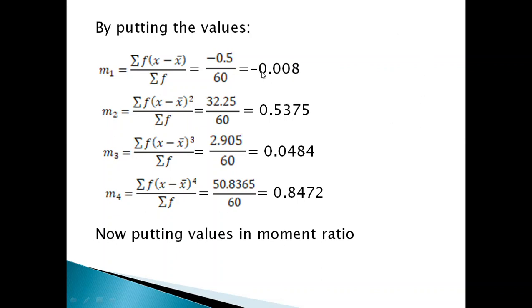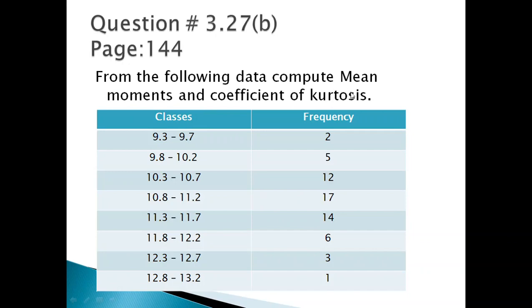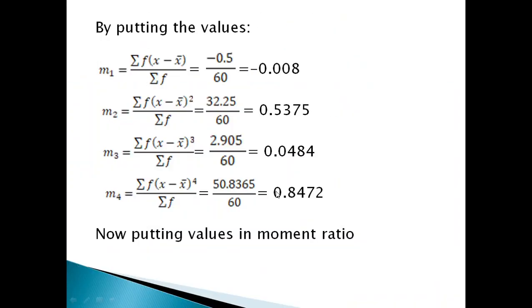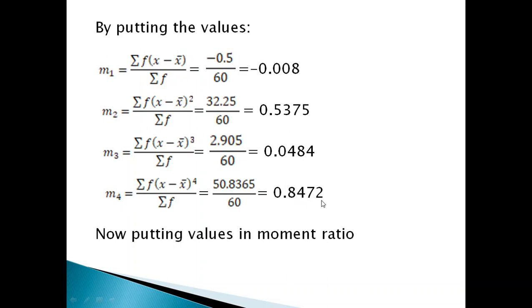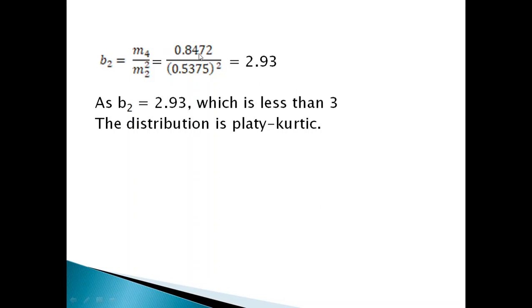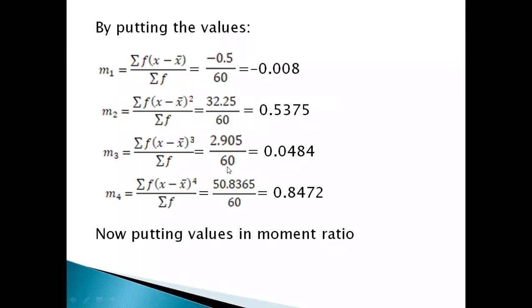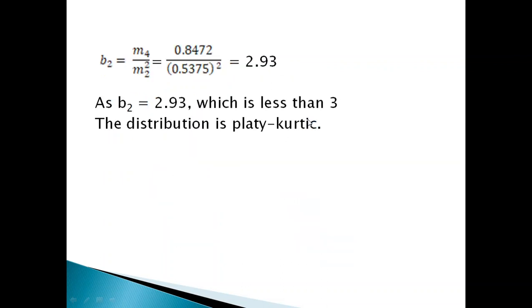So for the moment ratio, the first part is over, which was to find the mean moments. Here I have found all the mean moments, and the second part was the coefficient of kurtosis. As we have calculated the moments, we will use the moment ratio method. So b2 is equal to the fourth moment divided by the second moment whole square. The fourth moment value was 0.8472, so I have put 0.8472 divided by the second moment, which was 0.5375, squared, and by solving this we get 2.93. 2.93 is less than 3, and by interpretation the distribution is platykurtic.